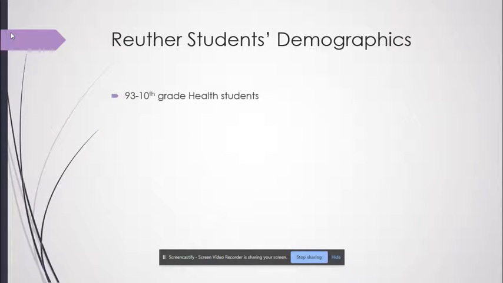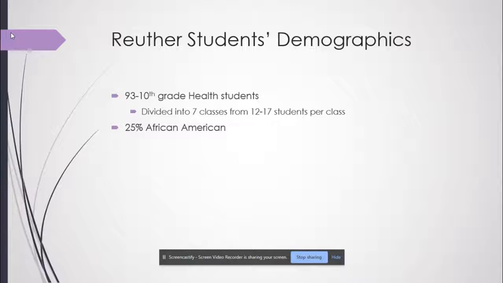Reuther student demographics. In this presentation, I am focusing on my 10th grade health students. This upcoming year, I will have 93 students enrolled in my health classes. My health classes are going to be divided into 7 different classes with four classes being blended learning and the remaining 3 being a credit recovery or skill building class.